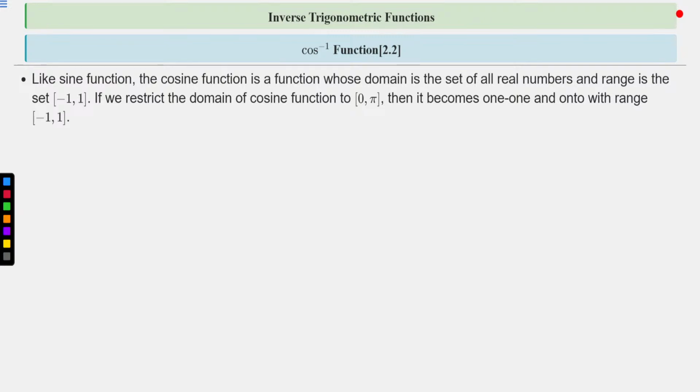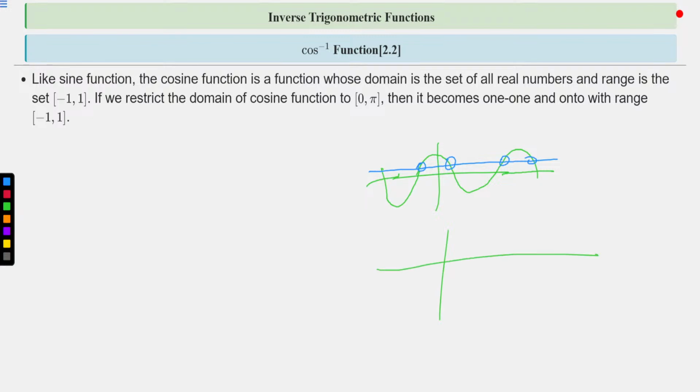So like the sine function, the cosine function is a function whose domain is the set of all real numbers and range is the set from minus 1 to 1. If we restrict the domain of the cosine function to 0 to pi, then it will become one-one and onto with range minus 1 to 1. You can say that the graph of cos x was like this, right? So here you can say that it is not one-one, because if you draw any line parallel to the x axis, it is cutting the graph at more than one point.